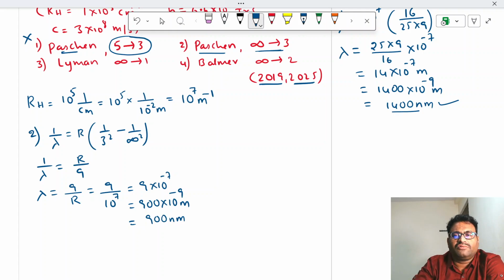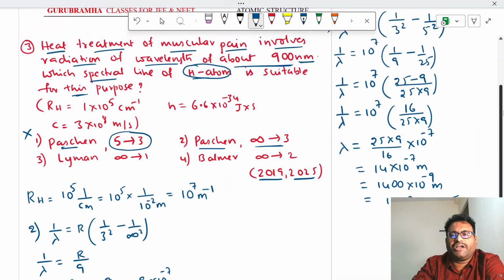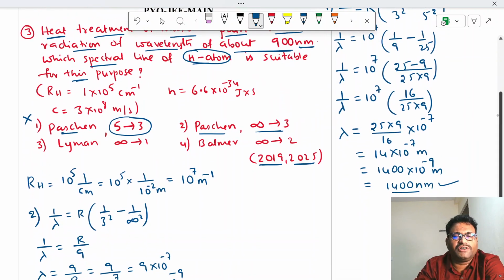So we want 900 nanometer, and this spectral line has a wavelength of 900 nanometer. So this will be the correct answer. So let us go with the third option.